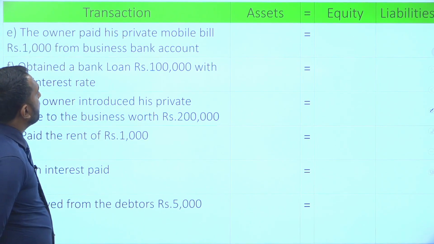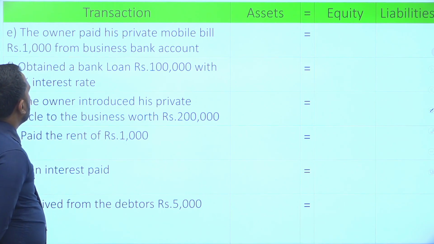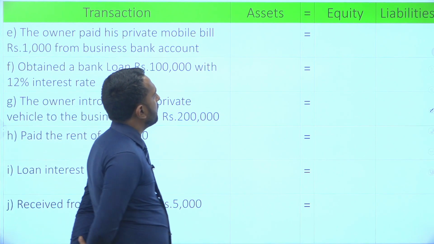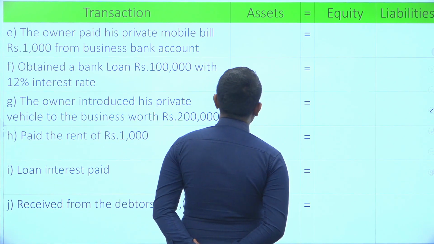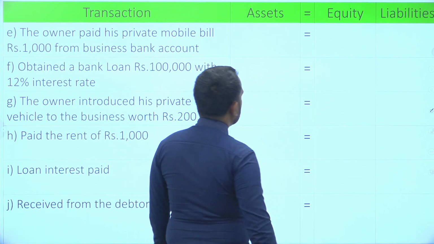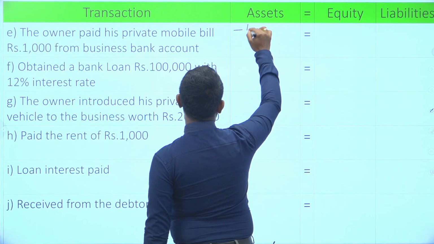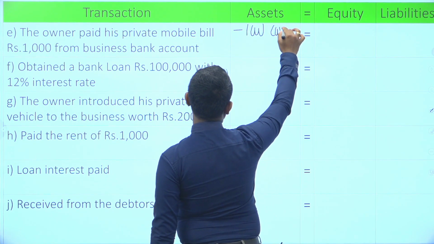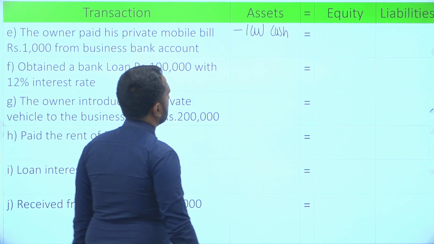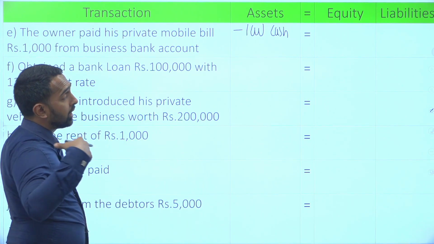Then look at part E of the question. The owner paid his private mobile bill, rupees 1000, from the business bank account. So what will happen? When you are taking money from the business account, the business's money reduces by 1000. So minus 1000, the cash reduces when the owner is taking money.